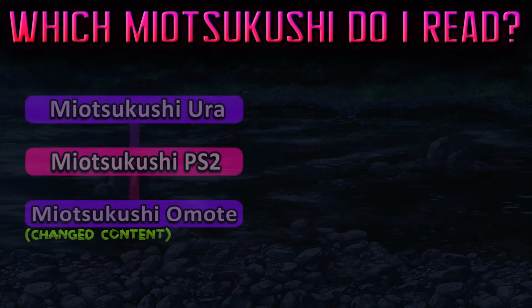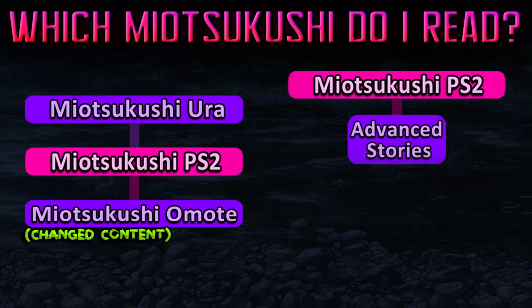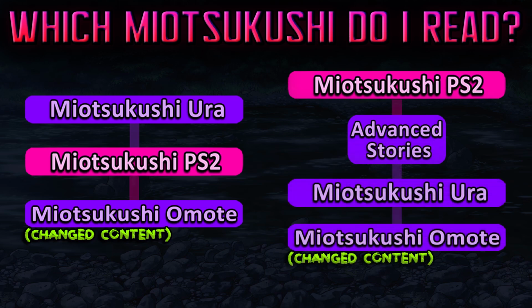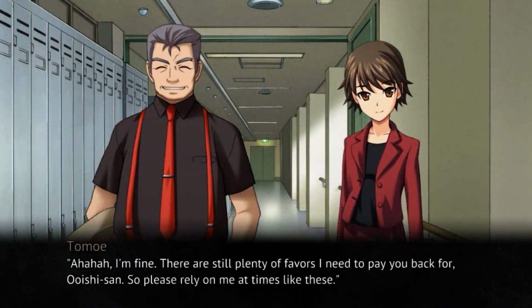You could read Miotsukushi PS2 after Miotsukushi Ura, but it isn't a requirement. You could actually read it before the advanced story. So if you wanted to, you could do Miotsukushi PS2, the advanced story, Miotsukushi Ura, and then Miotsukushi Omote's changed content. I also need to show you how to only read the changed content in Miotsukushi Omote.